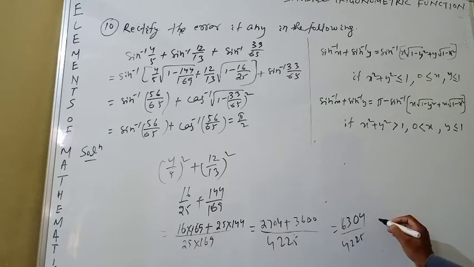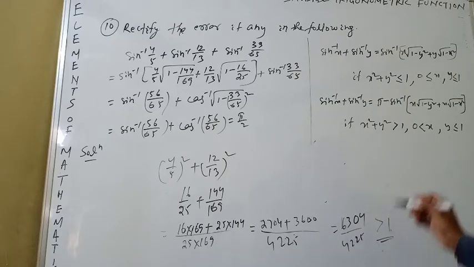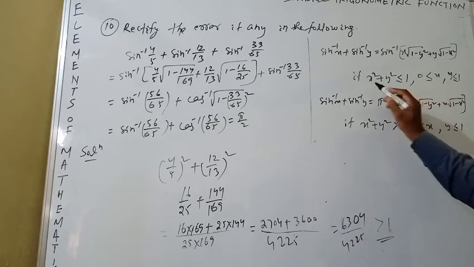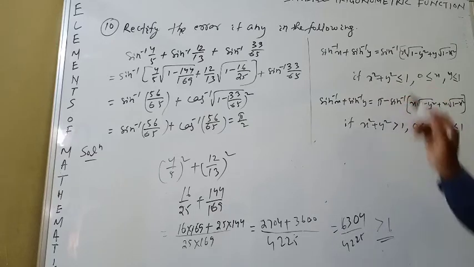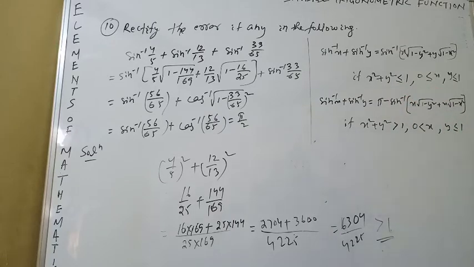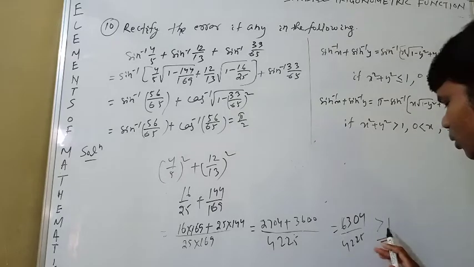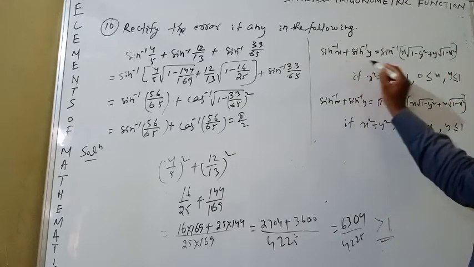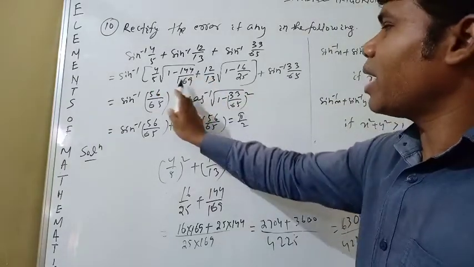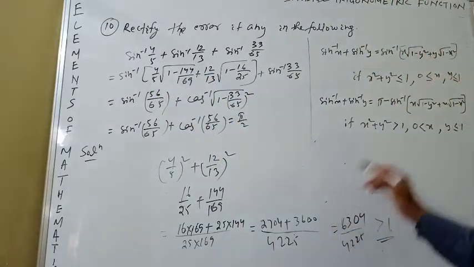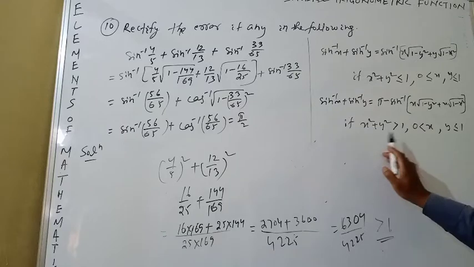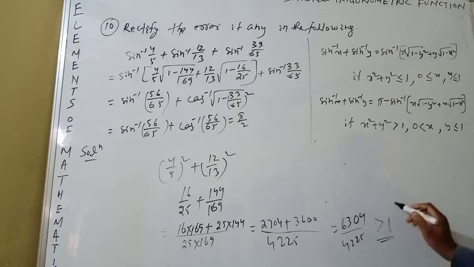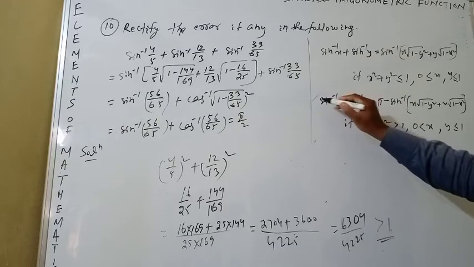This is greater than 1. The condition given is that x square plus y square should be less than or equal to 1. But here we are getting greater than 1, so we cannot apply this formula. Here this formula was applied, so this is wrong. We have to apply the formula for x square plus y square greater than 1.